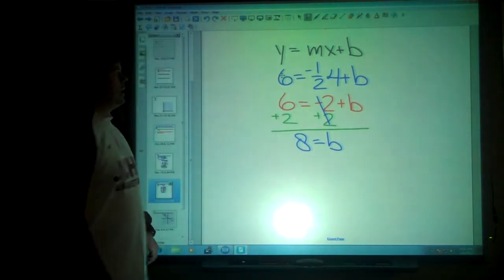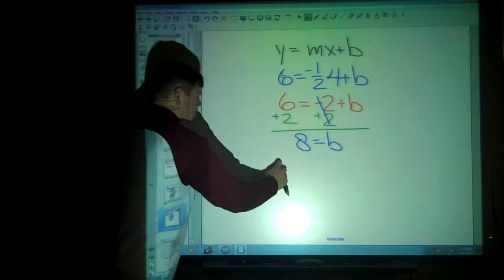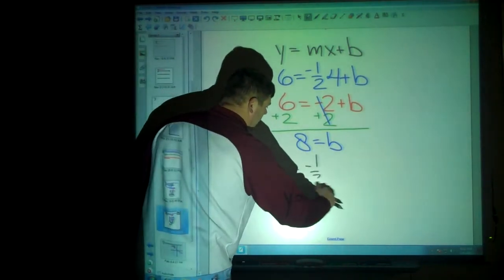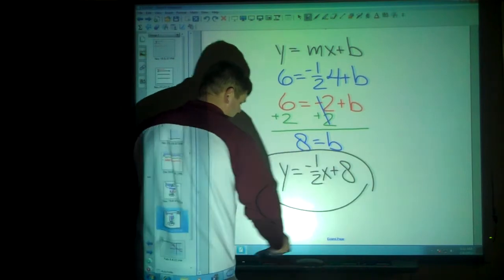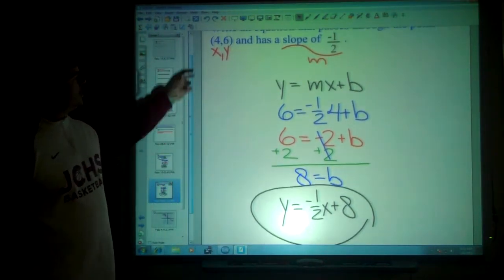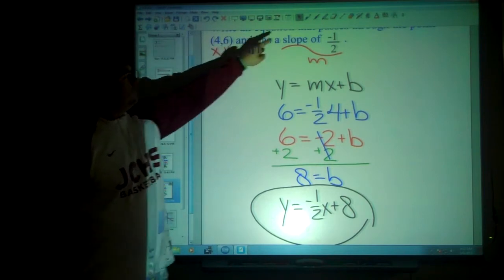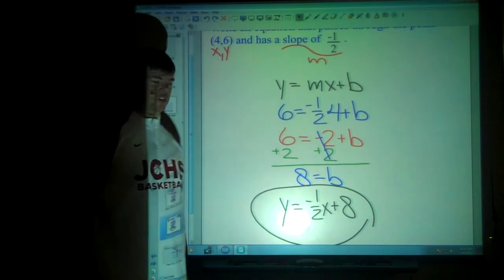So now it comes down to writing the equation. I need my slope and the b value to write my equation. y equals -1/2 x plus 8. And that's it. So you can use the x and y that are given to you, along with the slope, to substitute in for three values so you can concentrate your efforts on solving for b.